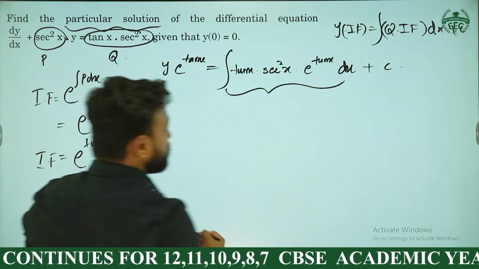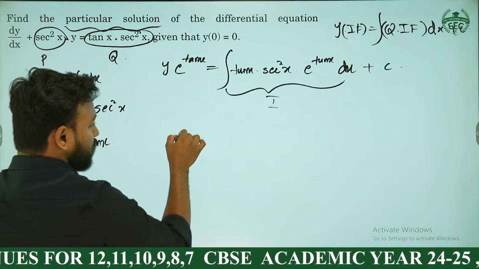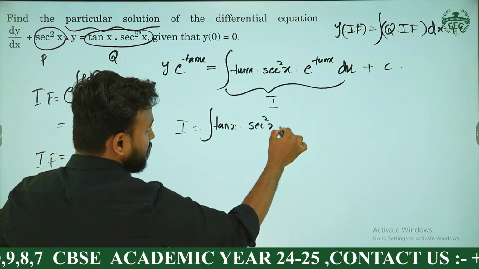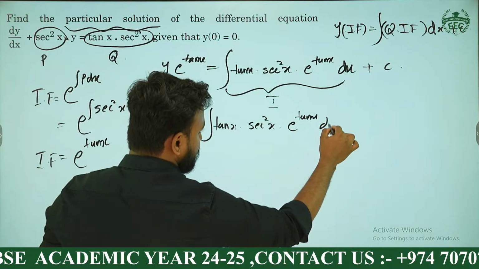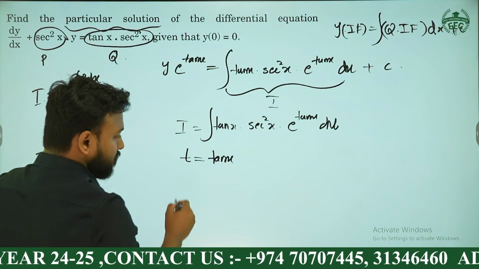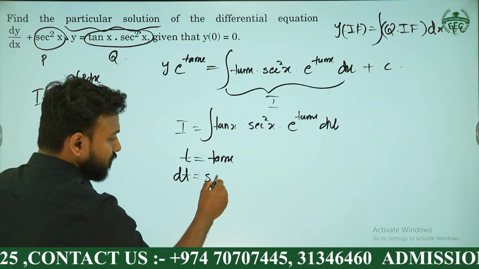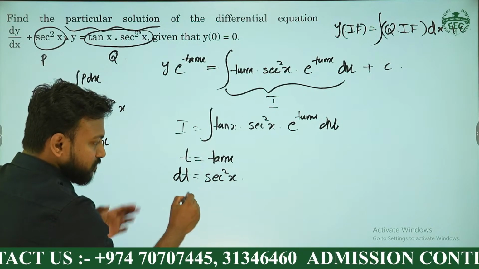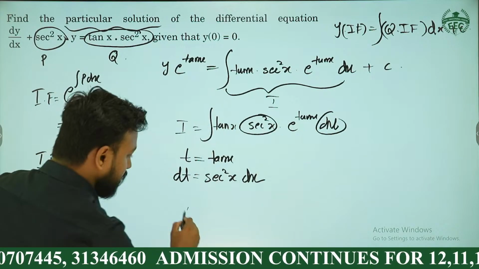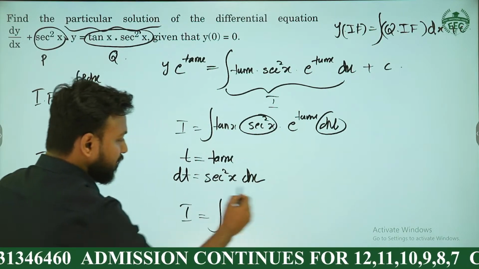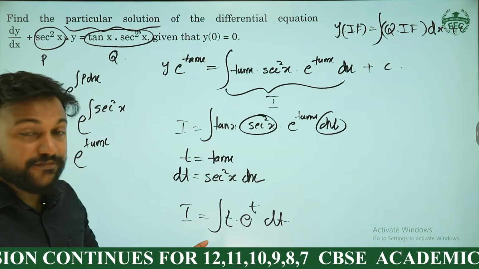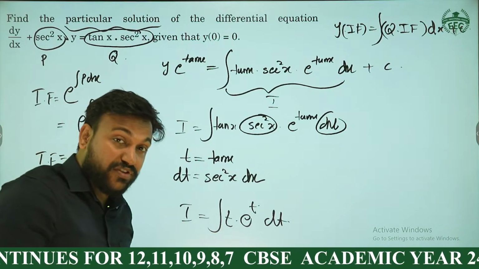Here we need to do some substitution. So I'm going to write this part as I. So I is equal to what? Integral tan x sec square x e raised to tan x dx. I'm going to put t as tan x. Then what is the derivative of t? dt by dx is equal to sec square x, so the dx goes to that side, you will get sec square x into dx. So sec square x into dx becomes dt. So I is equal to integral of sec square x into dx becomes dt, and tan x becomes t, into e raised to t. Here we have to apply integration by parts.